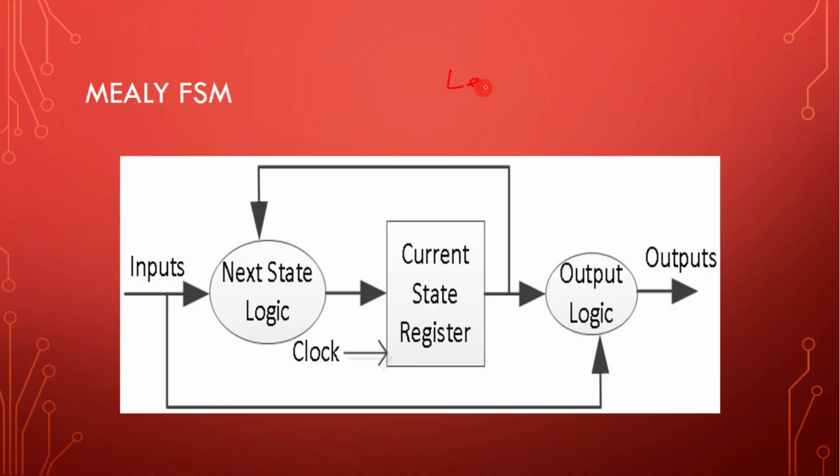In lecture 11, we have studied this diagram. This is the Mealy type finite state machine. Here you can see this is a state register. This state register gets its input from the next state combinational logic. This next state combinational logic is dependent on the present state as well as the input, and here you have the output combinational logic. In a Mealy type finite state machine, your output combinational logic depends on the present state as well as your input, and you get your output.